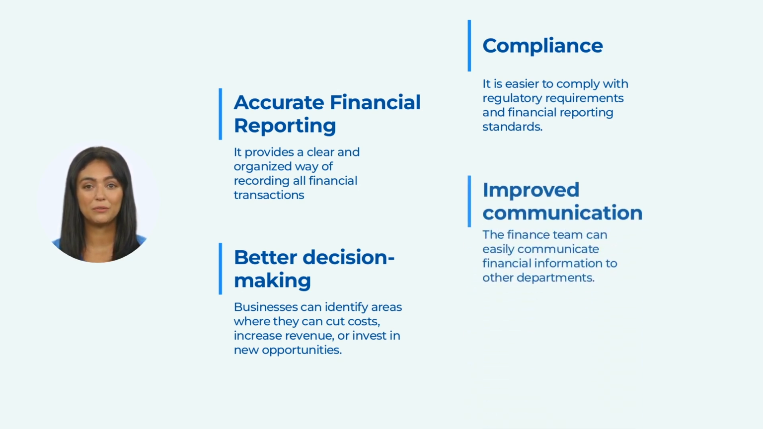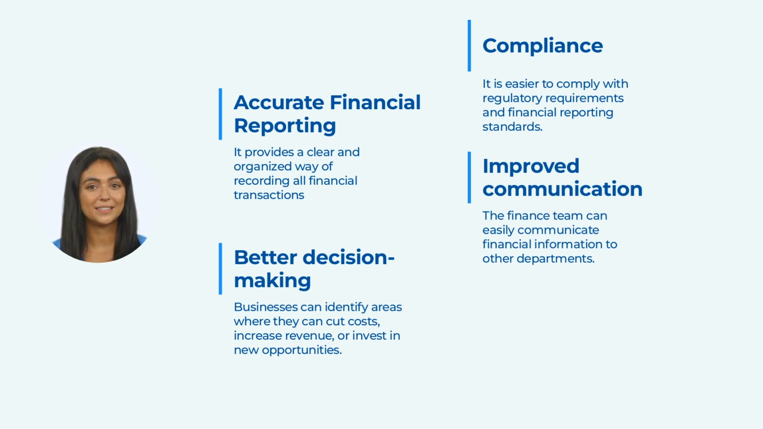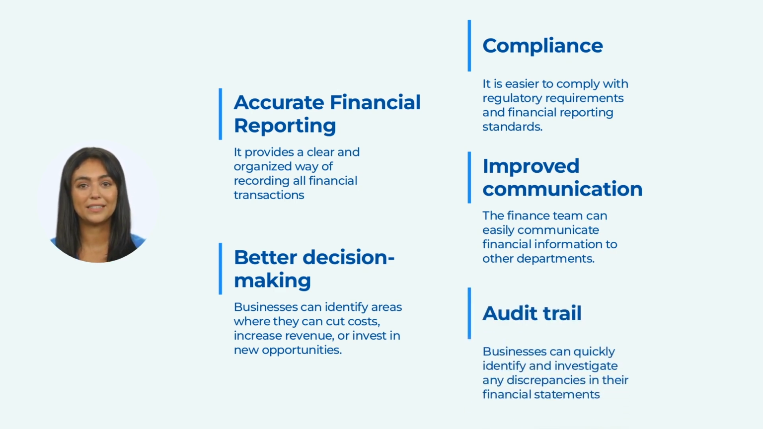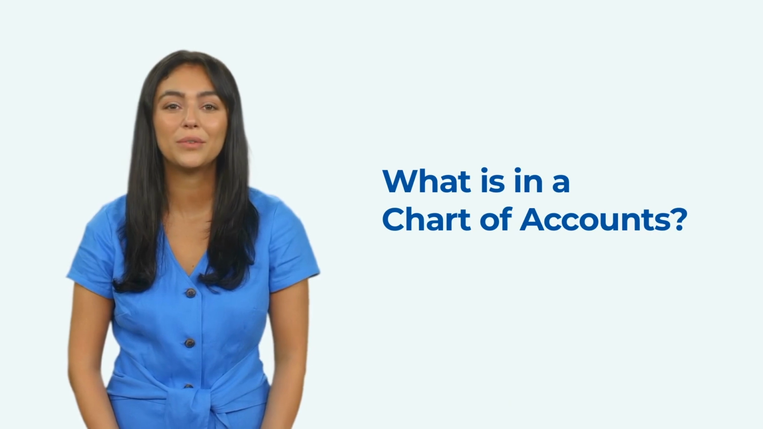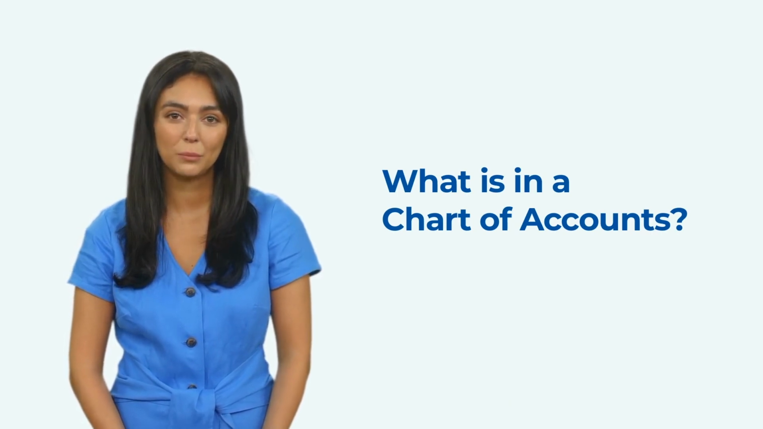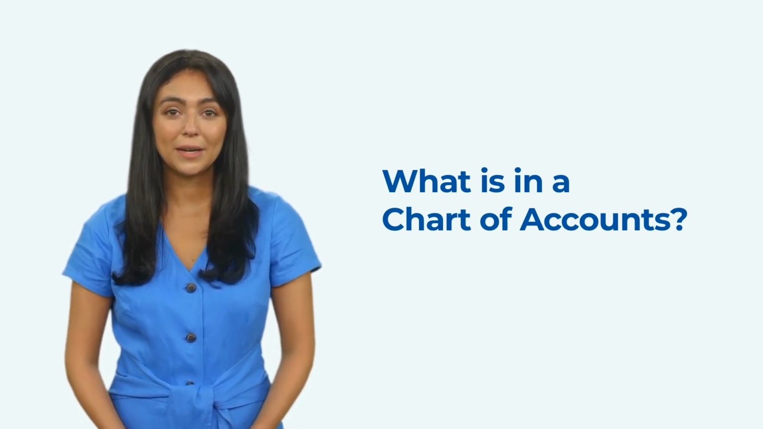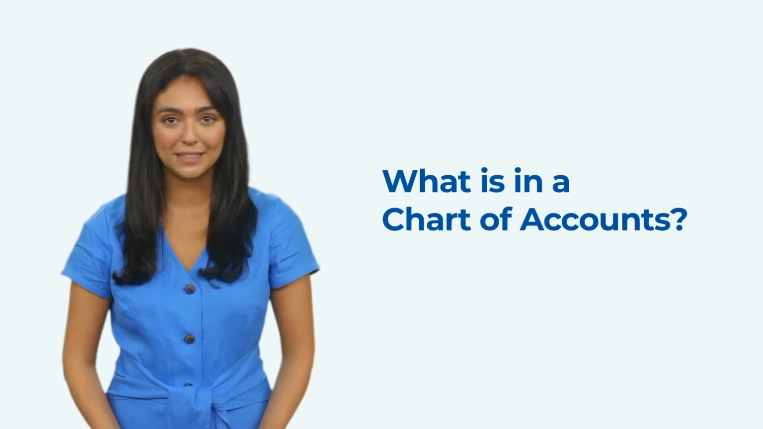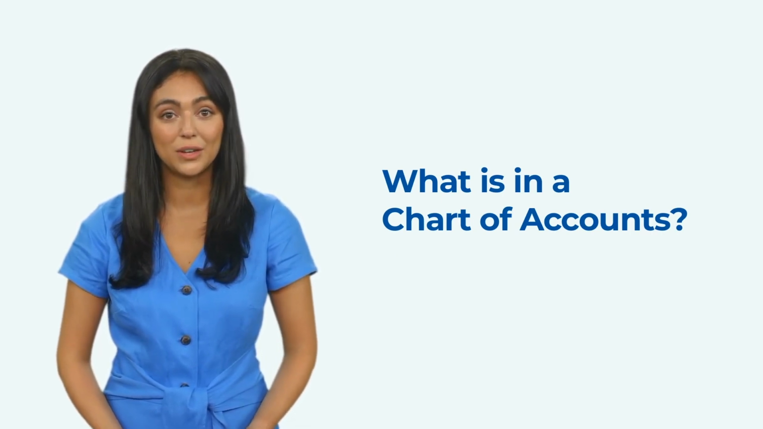4. Improved communication. The finance team can easily communicate financial information to other departments, enabling them to make better informed decisions. 5. Audit trail. Businesses can quickly identify and investigate any discrepancies in their financial statements, allowing them to take corrective action before any serious damage is done. A chart of accounts typically includes a list of accounts and subcategories along with their numerical codes. Each account is assigned a unique code that allows for easy identification and tracking of financial transactions.